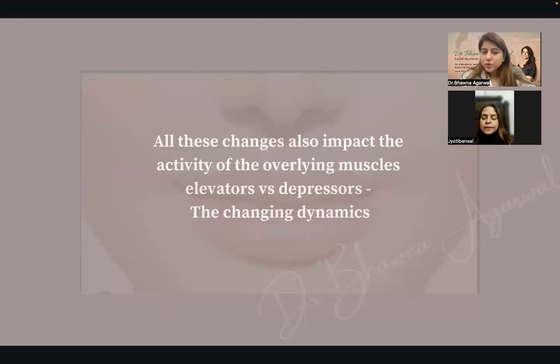Now, all these changes also impact the activity of the overlying muscles. I told you we will do a session on myomodulation also, on how the muscle activity is altered by the changes in the tissues underlying and overlying them. So the dynamic, biomodulation, fillers, not Botox; it is with fillers.